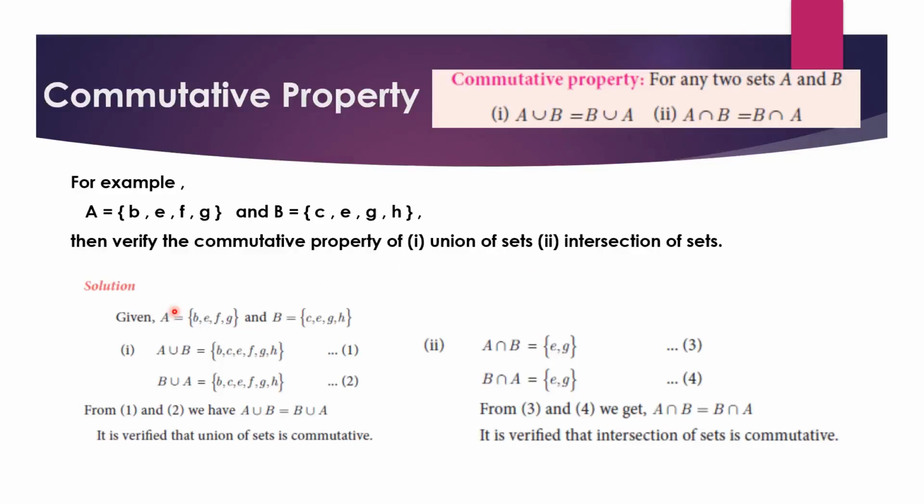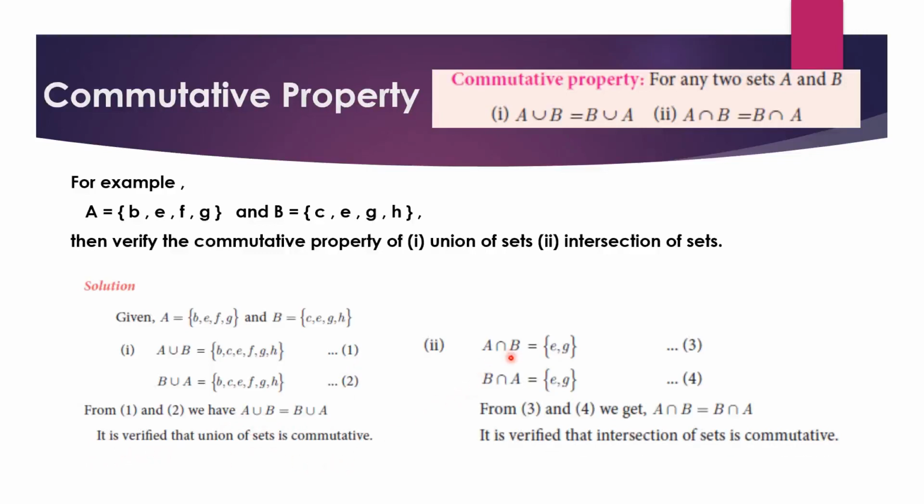Let us see the solution. They were given two sets. First you have to write given, like two sets are written. Then find A union B. A union B means you have to write the elements in both the sets. Okay. Then B union A means you have to compare this B and A and write all the elements in it. So these two are equal. So from 1 and 2 we are having A union B equal to B union A. It is verified that union of sets is commutative.